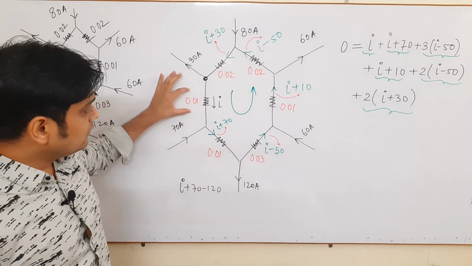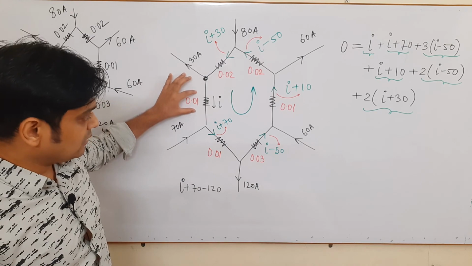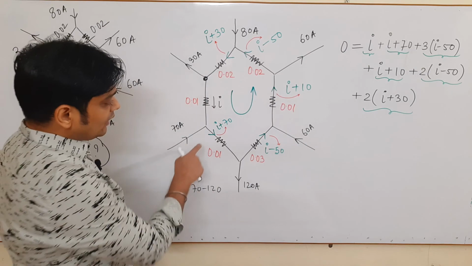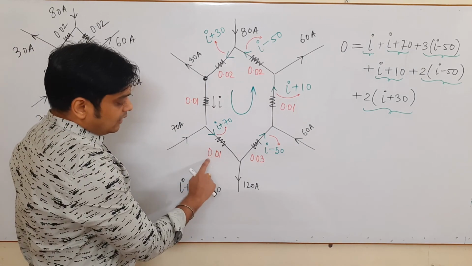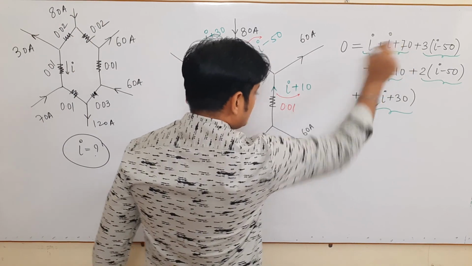Okay, so here it is 0.01 into I, that is, you can say 1 into I, because as I said, I have multiplied by 100. So that comes to be I. Then comes this resistance, again it is 0.01, that is 1. So it is I plus 70. So here it is coming I plus 70.